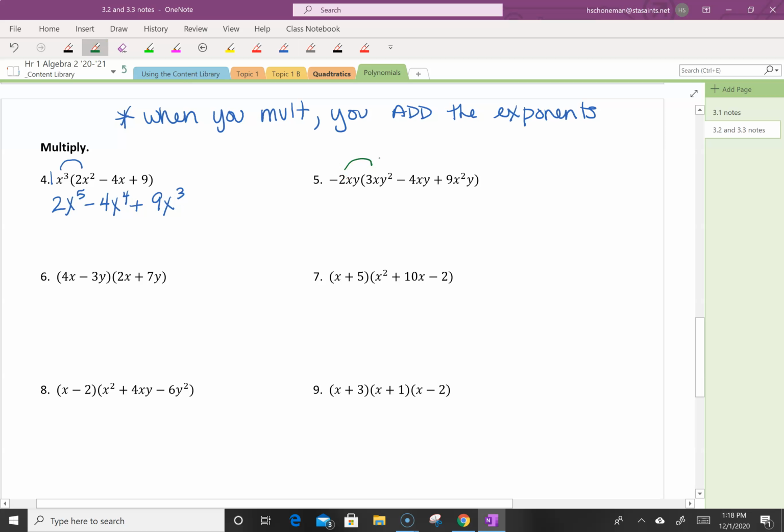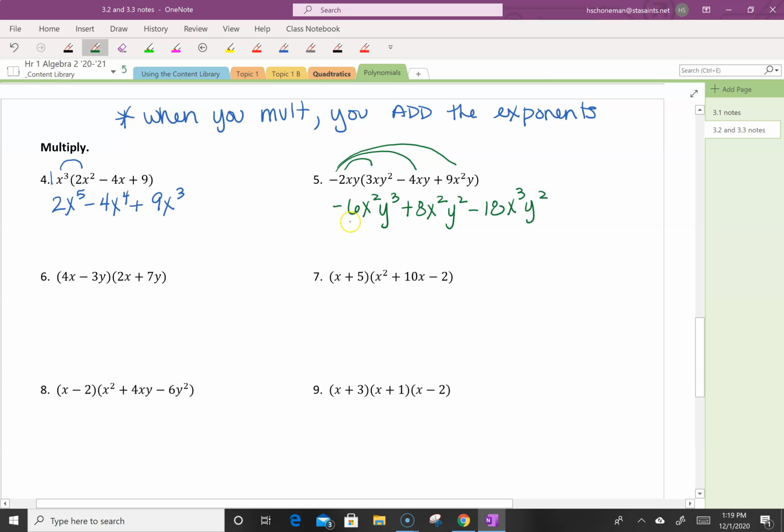Try this again on the next one. Negative 2 times 3 would be negative 6. X times x is x squared. Y times y squared is y cubed. Negative 2 times 4 would be positive 8. X times x is x squared. Y times y is y squared. On the last one, negative 2 times 9 is negative 18. X times x squared is x cubed. Y times y is y squared.